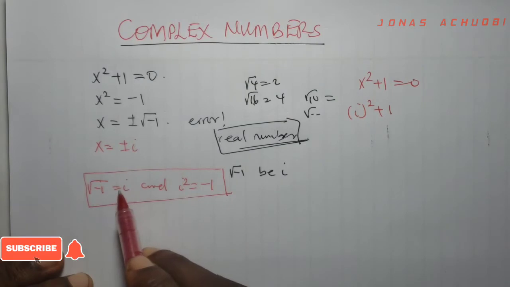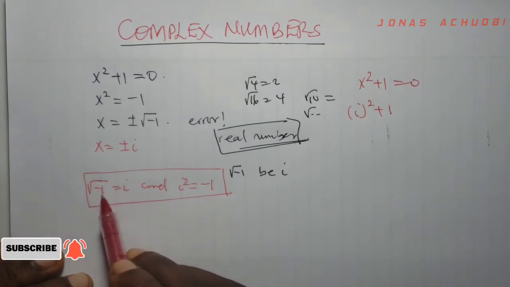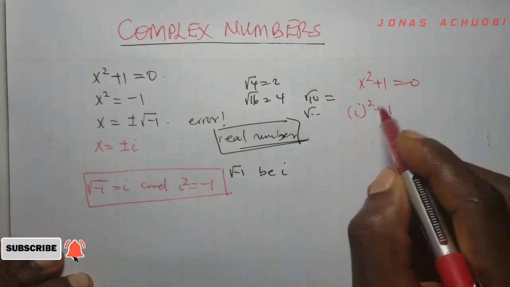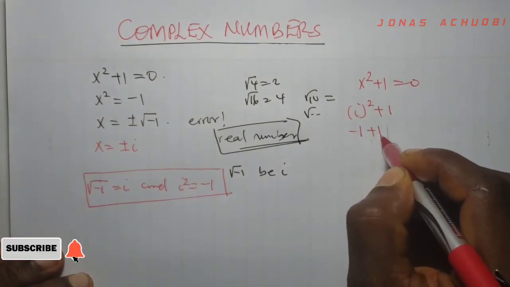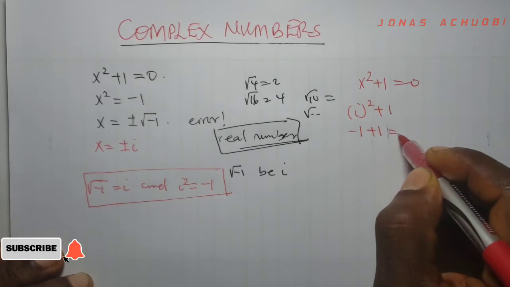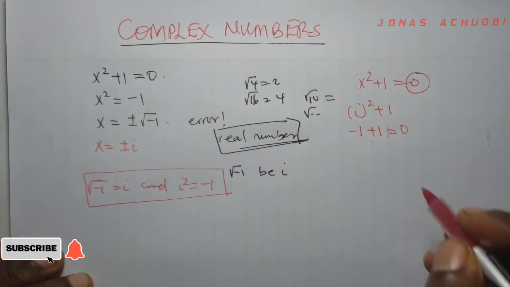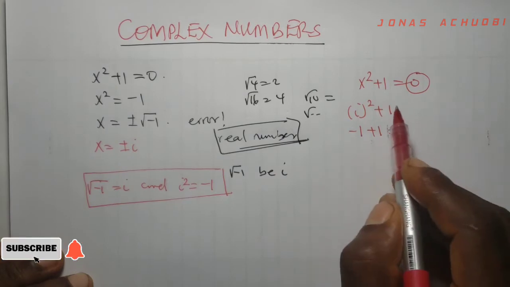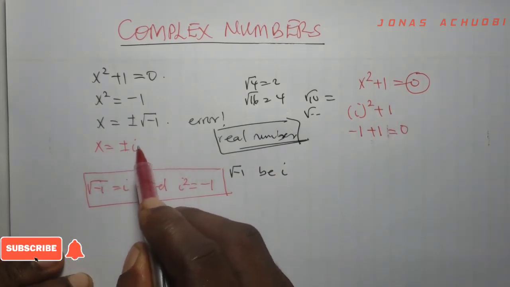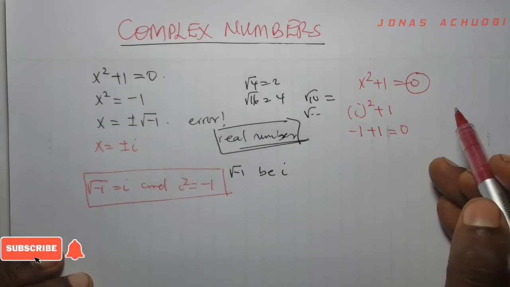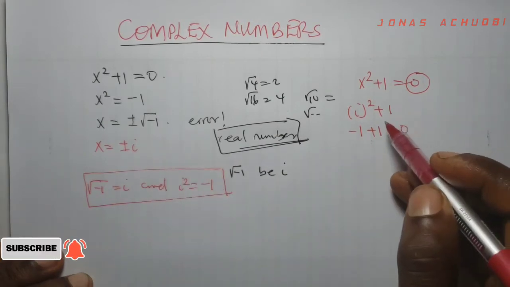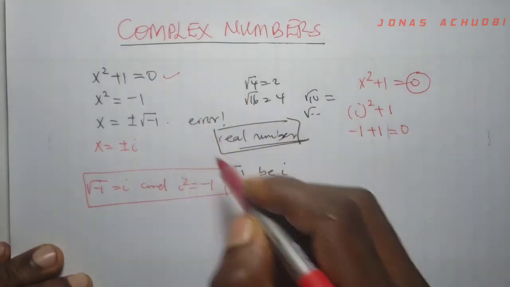Now we have said that i is equal to the square root of minus 1, which means that i squared is equal to minus 1. So i squared plus 1 is minus 1 plus 1. So minus 1 plus 1 is equal to 0, which is what we have on the right hand side. What do we observe here? We observe that with the value x equal to i, the equation is satisfied. Therefore, x equal to i qualifies to be a solution to the given quadratic equation.